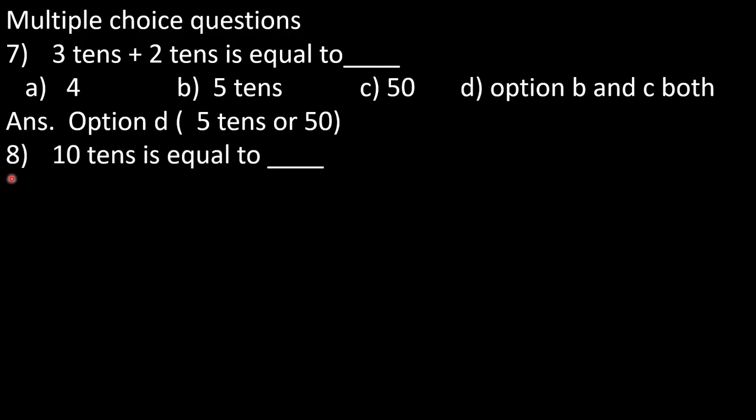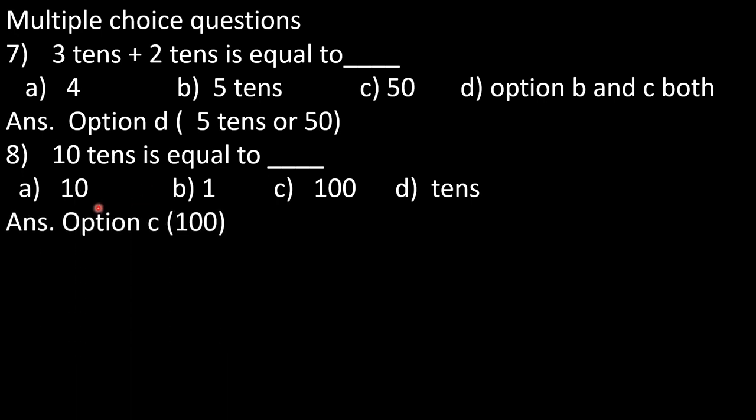Now in question number 8, 10 tens is equal to dash. Options are A 10, B 1, C 100 and D tens. So beta 10 tens means we have to multiply 10 by 10. Okay, so 10 tens are 100. So option C is correct.